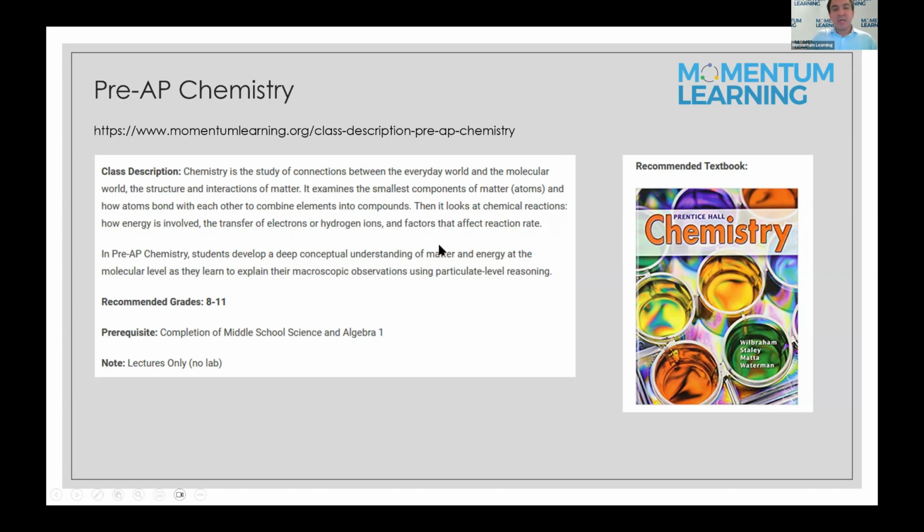And in the second part of the pre-AP chemistry, we will also talk about reaction rates as well. So with the pre-AP curriculum, we are covering half of the AP curriculum. If students have a strong pre-AP background, it will be very easy for them to adapt to AP chemistry. AP chemistry is a bit more challenging.